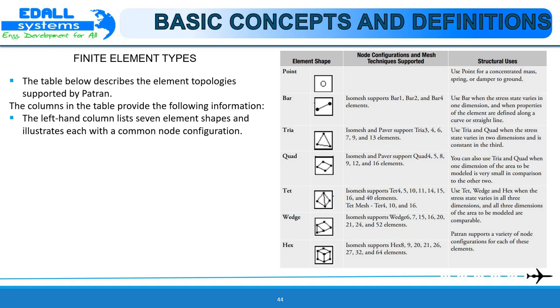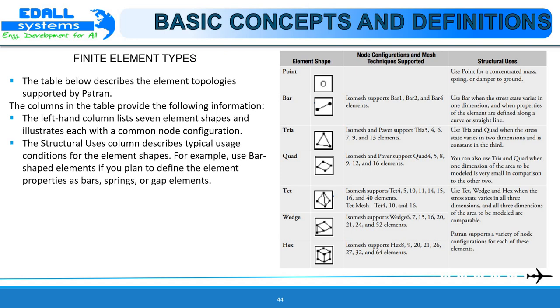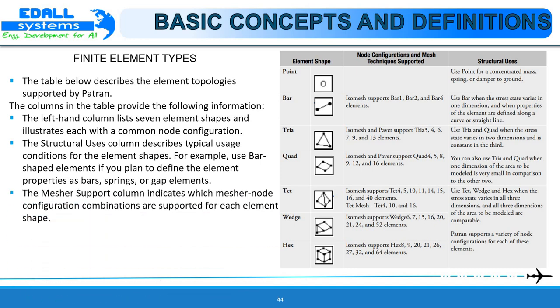The left-hand column lists 7 element shapes and illustrates each with a common node configuration. The structural uses column describes typical usage conditions for the element shapes. For example, use bar-shaped element if you plan to define the element properties as bars, springs, or gap elements. The mesh support column indicates how mesh or node configuration combinations are supported for each element shape. The complete description of the Patran element library, including numbering conventions and parametric coordinates, is available here.